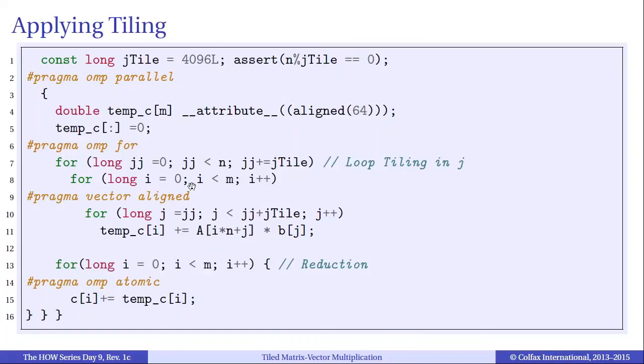But after loop tiling, I had to move the loop in JJ to the top position. So now I'm actually parallelizing in JJ. This has a very important consequence for memory access here, in that different threads can operate on the same value of I. And if different threads operate on the same value of I, I will have a race condition here.